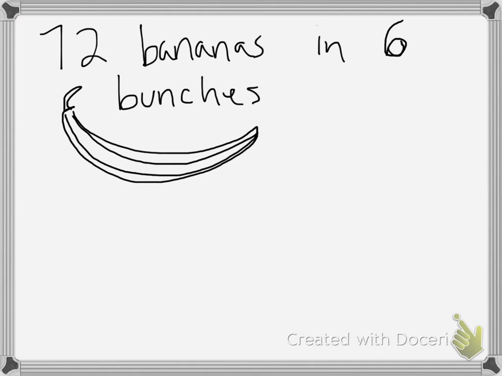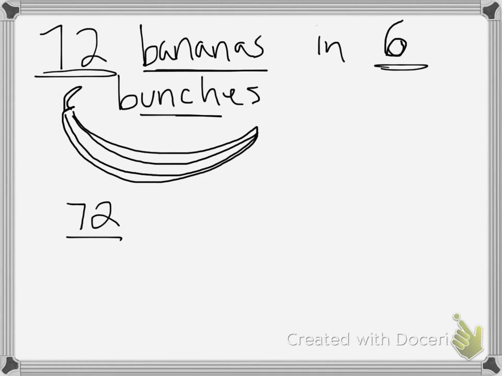Unit rates are pretty popular at the grocery store. So here's one. 72 bananas in 6 bunches. So here's my first number, 72. Second number is 6. I have two different units. One is bananas and one is bunches. So there's nothing wrong with this rate, 72 bananas per 6 bunches. But if we wanted to have a unit rate, we would want to divide these quantities.